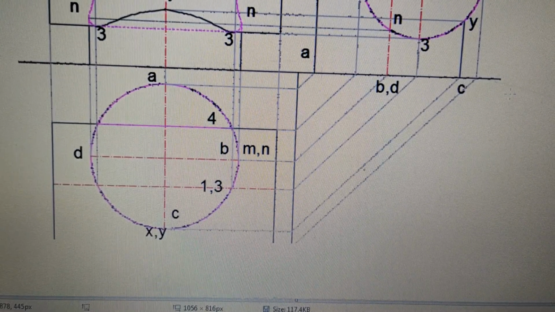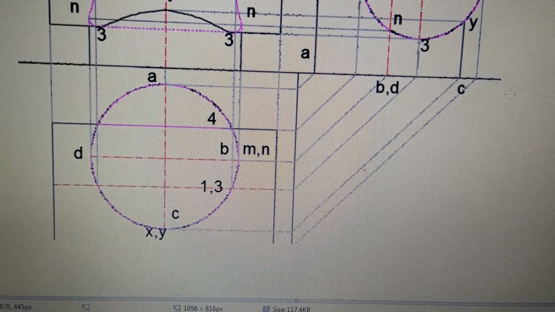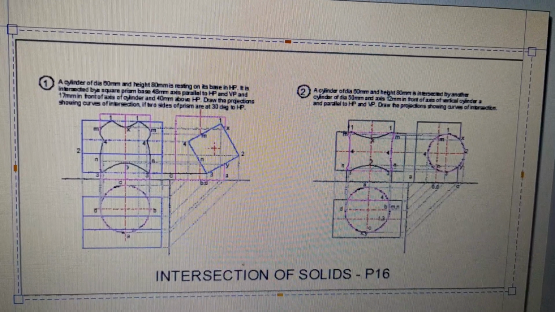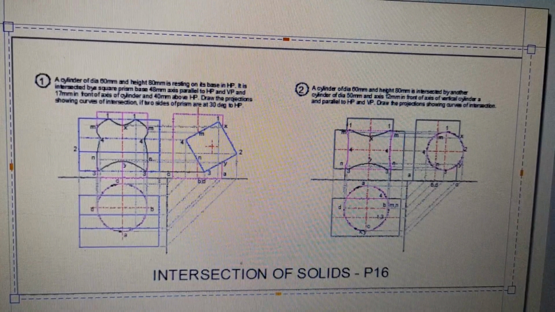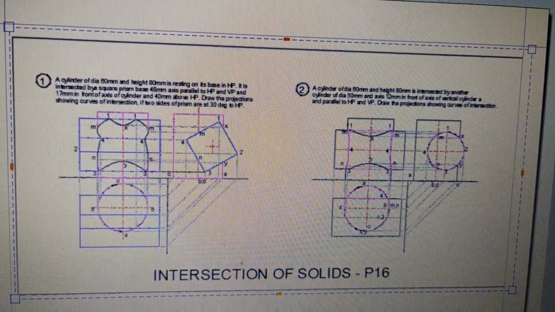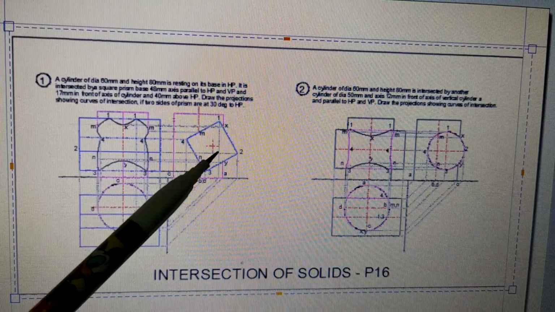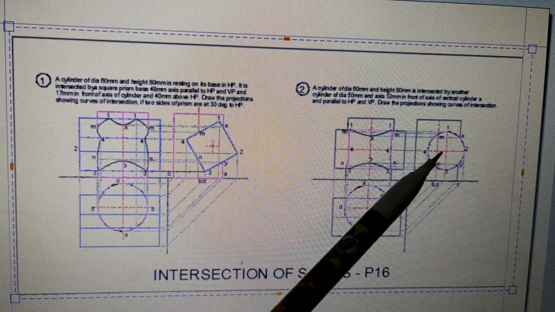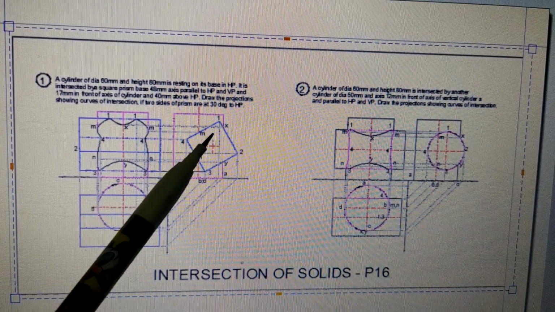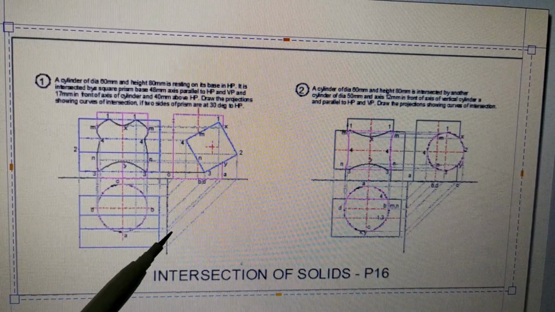So we are going to solve these two problems as a part of our today's exercise of intersection of solids. So finally these are the two problems which we are going to solve. Intersection of solids P16. First problem, intersection of cylinder with square prism. Second problem, intersection of cylinder with a cylinder. So no corners in this case, and there are corners wherever there are edges. So that is what we have just now described. After this explanation, you should be able to solve these problems.